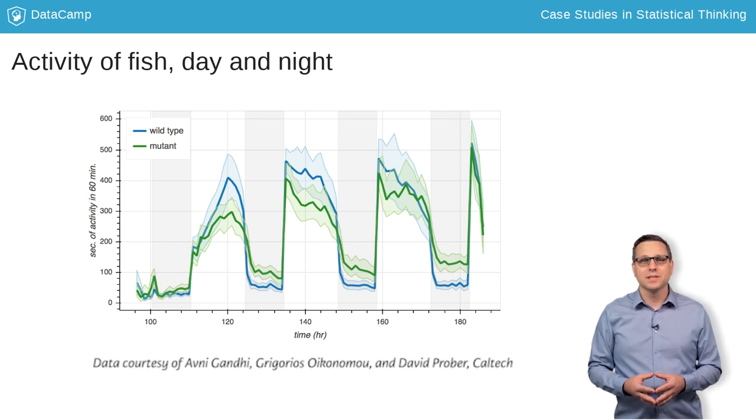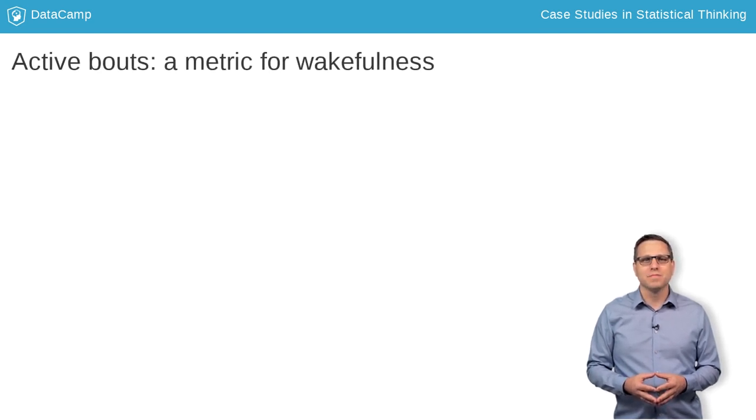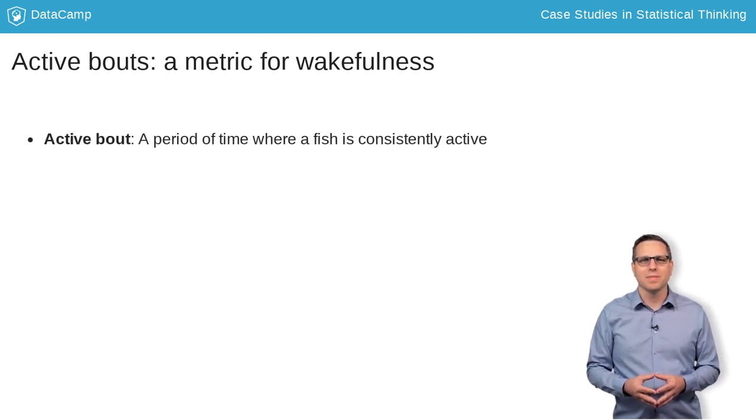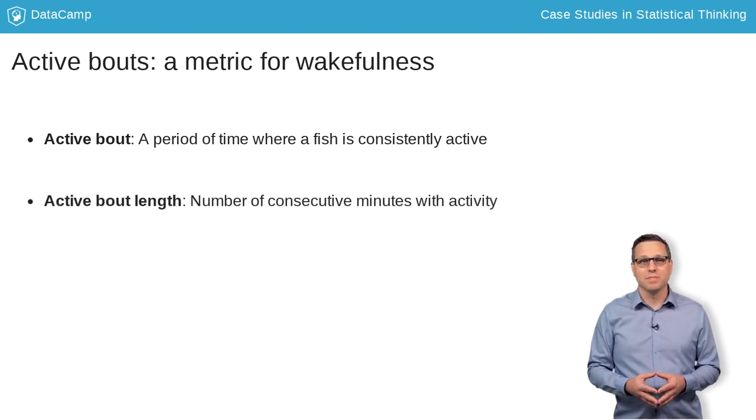In the exercises, you will use nighttime active bouts as a metric for wakefulness of the fish. An active bout is a period of time where a fish is consistently moving. The length of an active bout is the number of consecutive minutes that a fish is moving. This is enough background about the zebrafish experiment to get started, and I'll let you dive into the exercises in a moment.